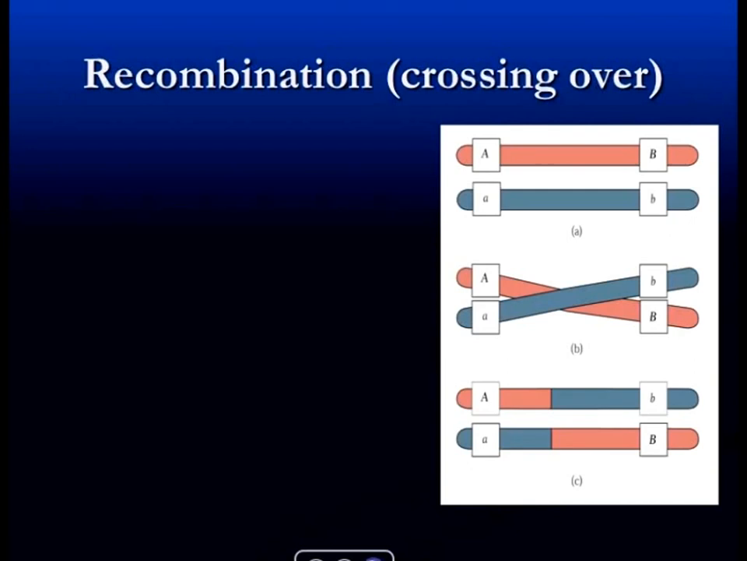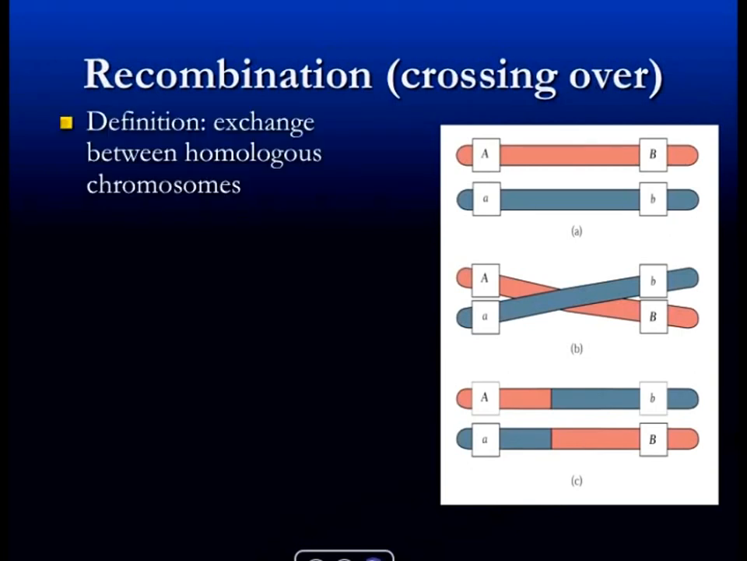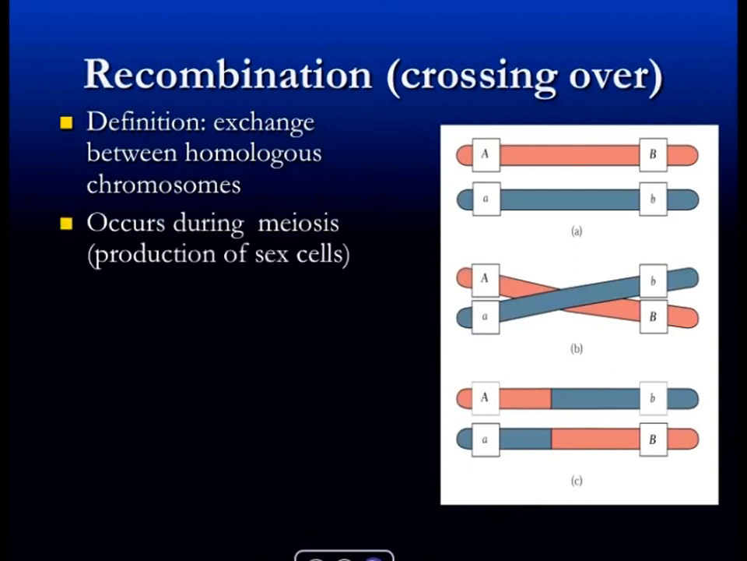Okay? So what this illustrates is that you've got 2 chromosomal configurations. They break apart in meiosis, and what you can end up with is either, in this case, one dominant gene and one recessive, or the other way around, one recessive and one dominant. You've got all these possible combinations, even though originally it existed like this. So recombination we define as the exchange between homologous chromosomes. It occurs during meiosis and the production of sex cells. Chromosomes break apart and recombine during that time.